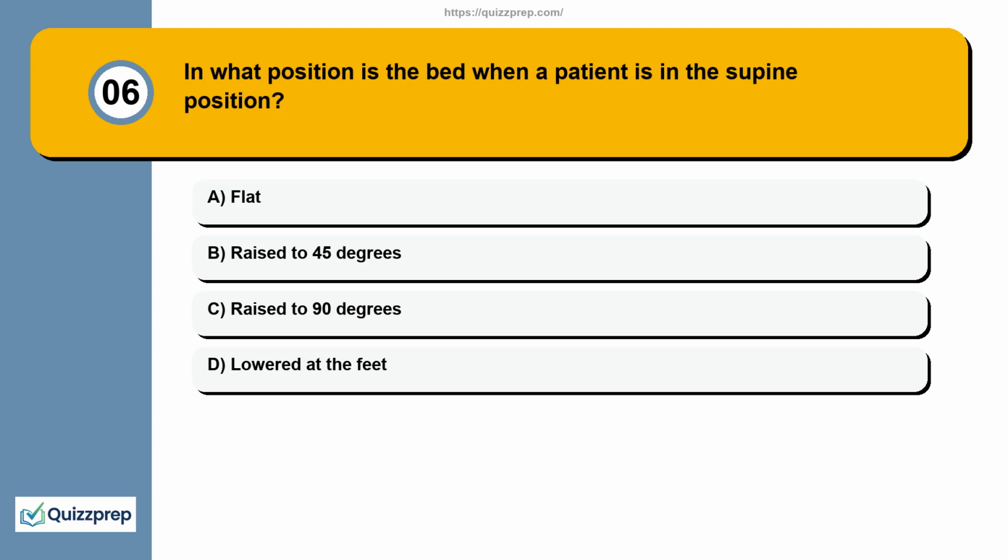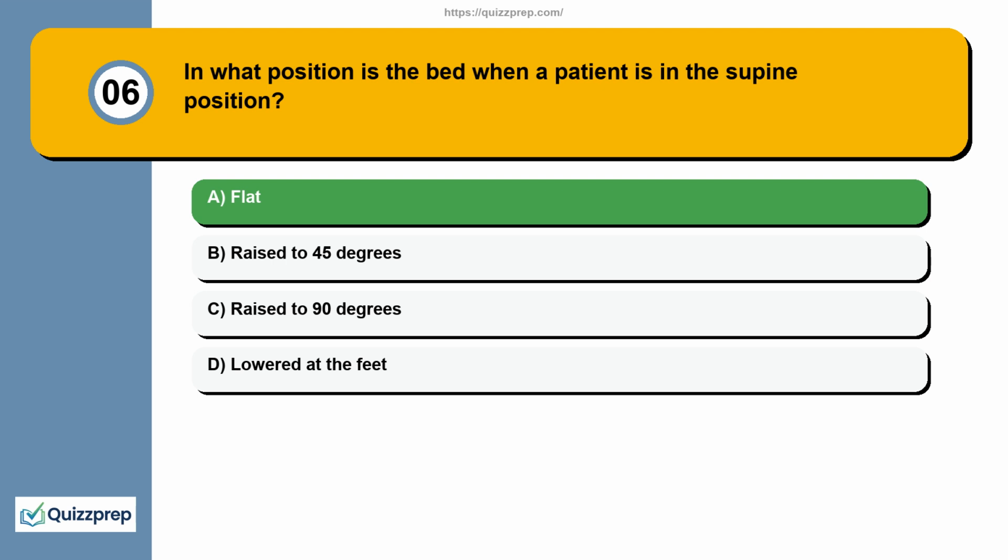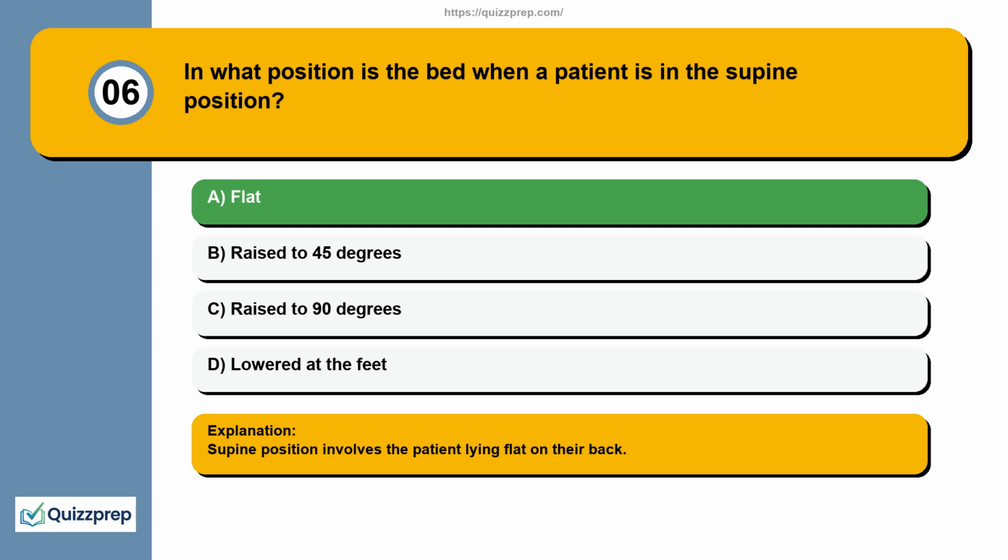Question 6. In what position is the bed when a patient is in the supine position? Flat, raised to 45 degrees, raised to 90 degrees, lowered at the feet. Supine position involves the patient lying flat on their back.